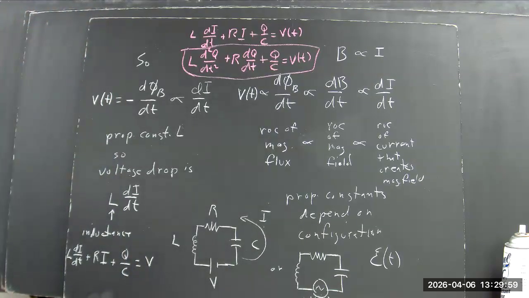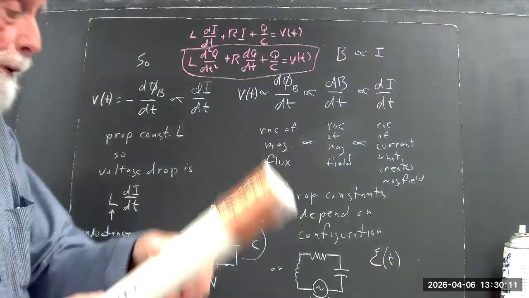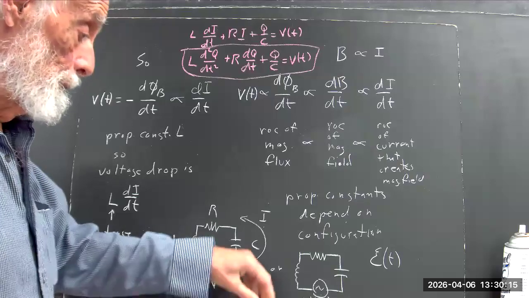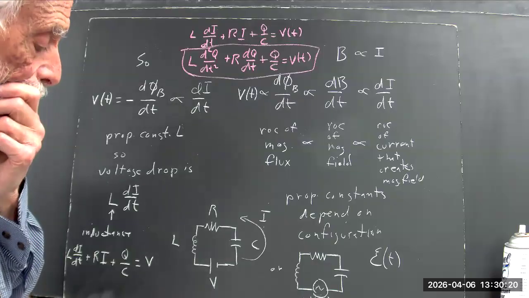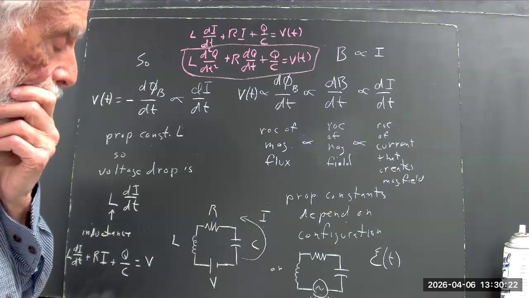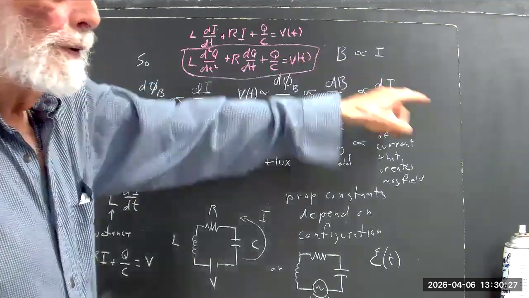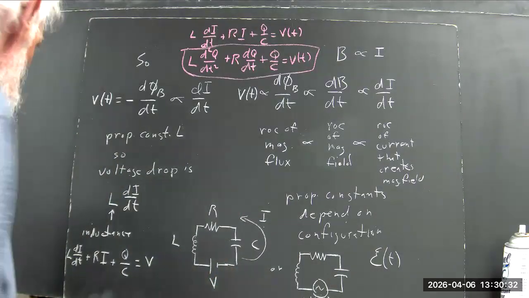In a coil, or single loop, or a bunch of loops, okay? See a bunch of loops of wire around this piece of PVC plastic, okay? The magnetic field you get is proportional to the current that you run through it. It goes back to the Biot-Savart law.